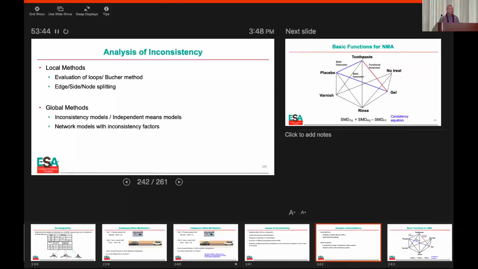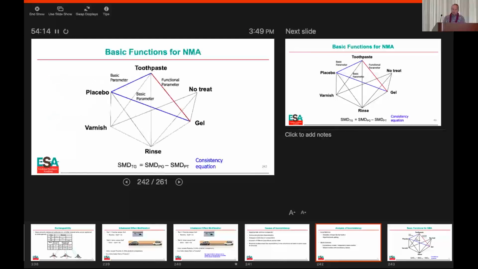I showed you one where we compared the direct to the indirect via z-test, and that's called the Bucher method. You can also look at different loops and see whether the indirect and the direct estimates are the same. There's a method called node splitting, which you can also use by basically taking one of the nodes out of the network and recomputing things. And there are also various modeling techniques using global methods where you put factors into the model that are inconsistency factors.